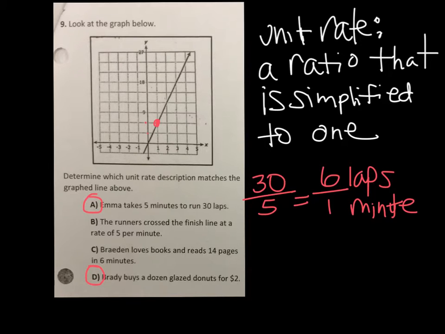Or if you had said, okay, they buy 1 dozen donuts, which is 12, for $2, that would have been correct also. So I would have accepted either one.